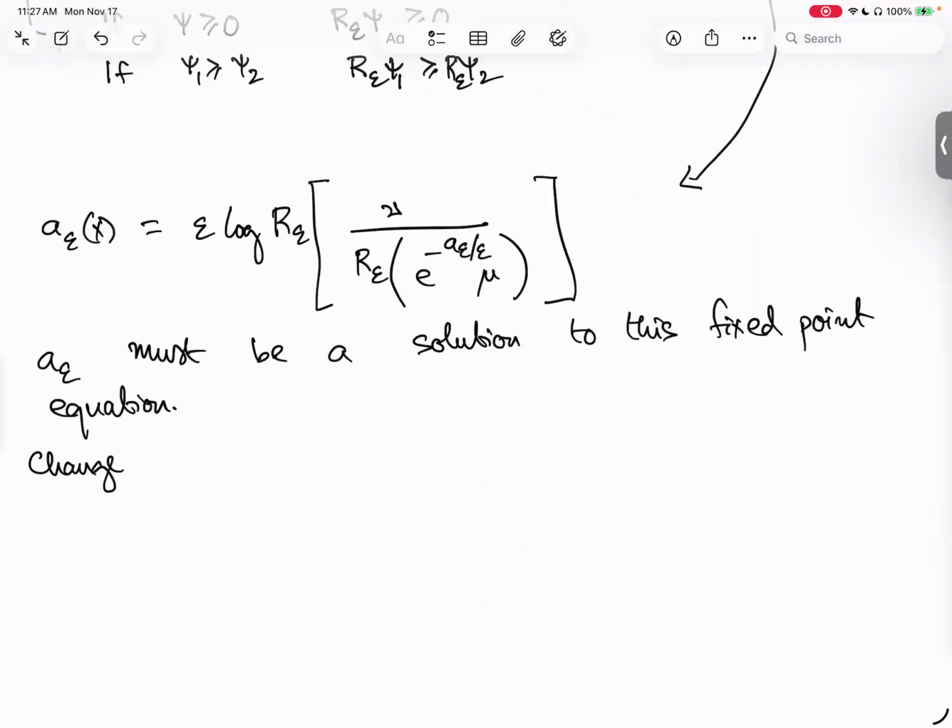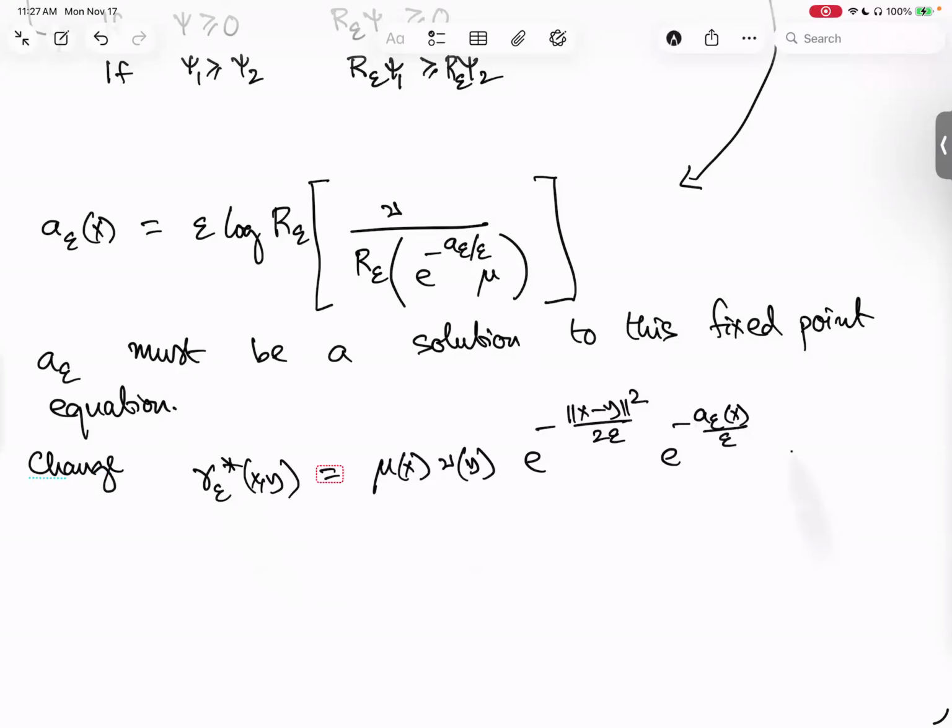So I'm going to change my notation slightly, just to conform to what the algorithms actually do. I wrote that gamma epsilon star of xy is mu x, nu y, e to the power minus norm of x minus y squared over 2 epsilon, times e to the power minus a epsilon of x over epsilon, times e to the power minus b epsilon of y over epsilon. Call this phi epsilon of x. Call this psi epsilon of y, the whole thing.